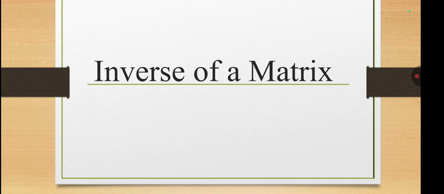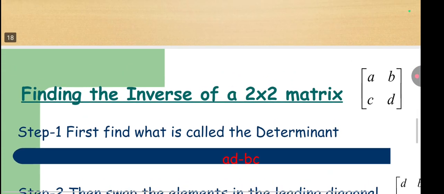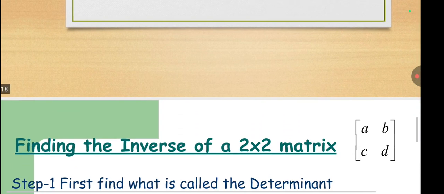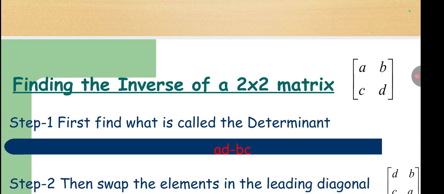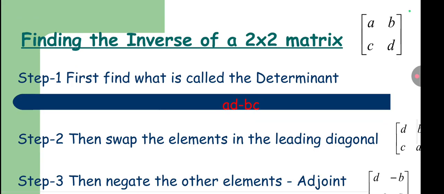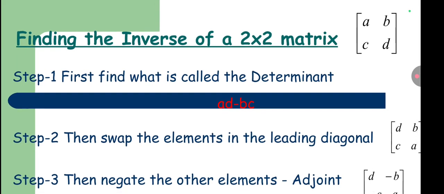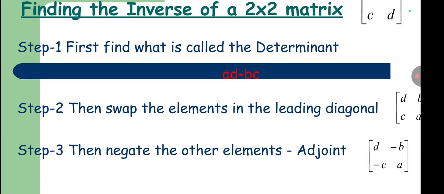Next, let's learn about the inverse of a matrix. The inverse of a matrix A is denoted by A inverse. Now the formula for the inverse: A inverse equals 1 by determinant of A into adjoint of A. Here I have given the steps to find the inverse of a 2 cross 2 matrix, that is A, B, C, D. This is the general form of the 2 cross 2 matrix.